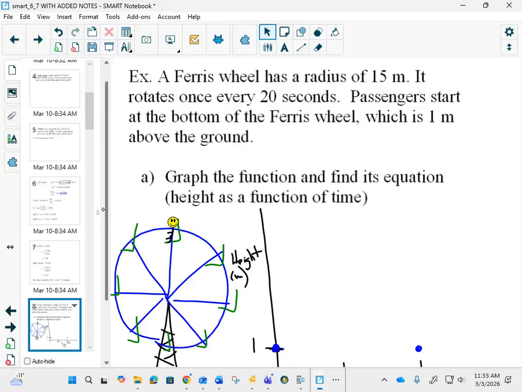31 meters. How did you figure out that this was going to be at 31? Because it was double the radius. The radius was 15. And this would be exactly double that radius, so 31 at 10 seconds.